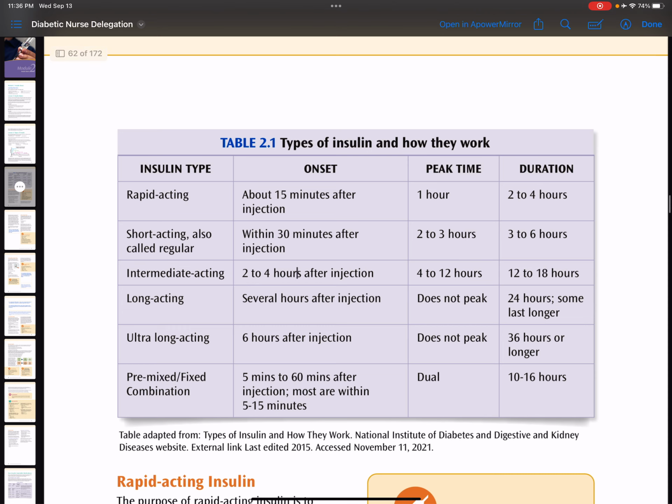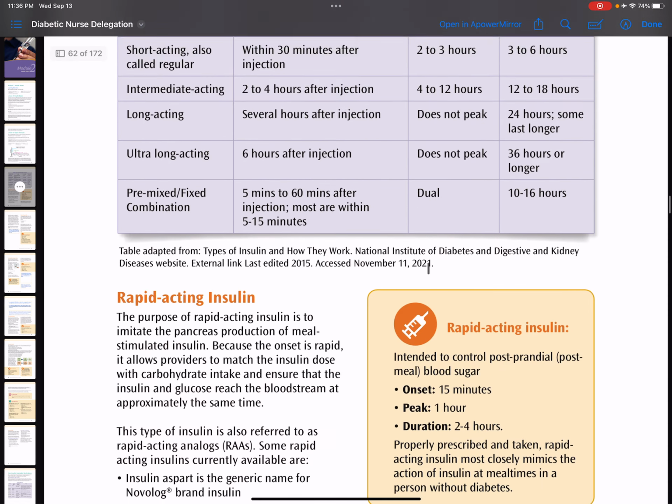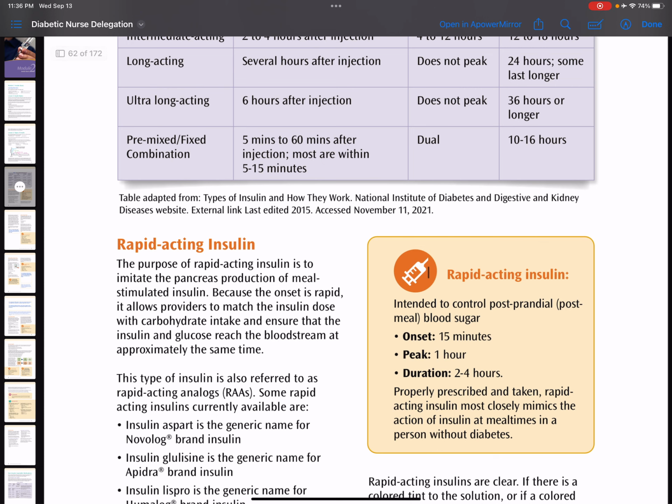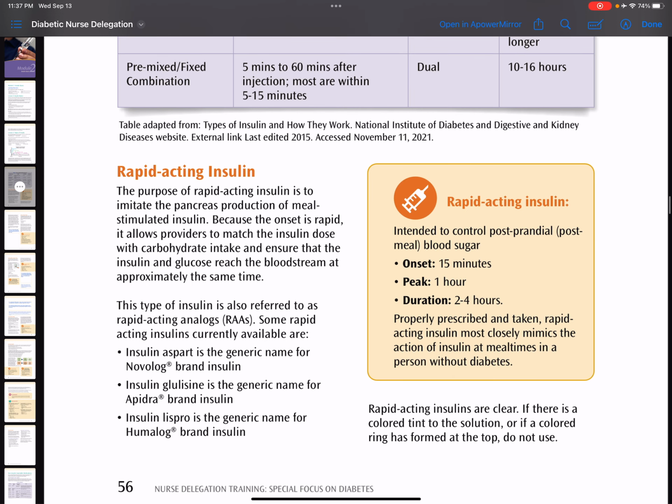And the book shows us a table so we can understand it better. Insulin types are classified according to their onset, peak, and duration. There are rapid acting, short acting, intermediate acting, long acting, premixed, and combinations. So the rapid acting insulin.